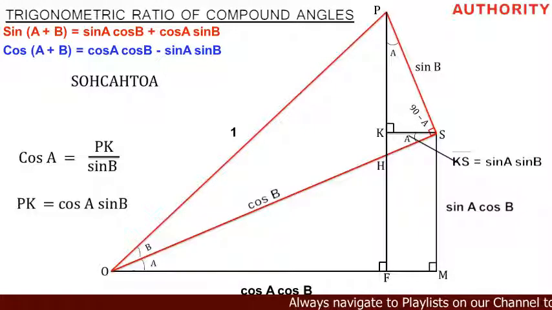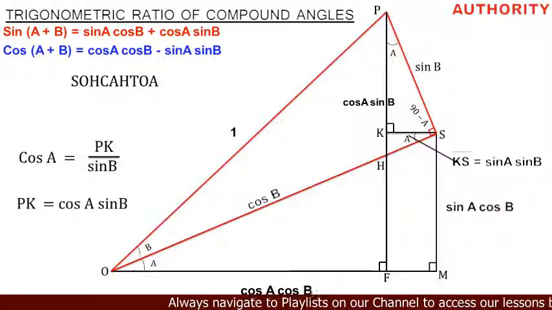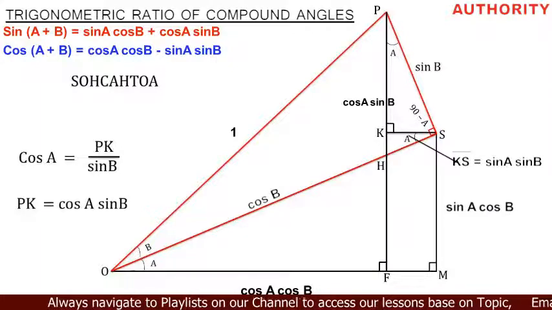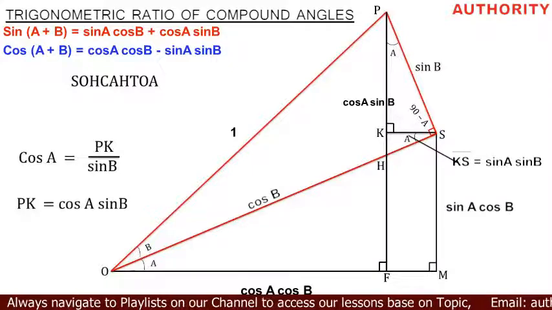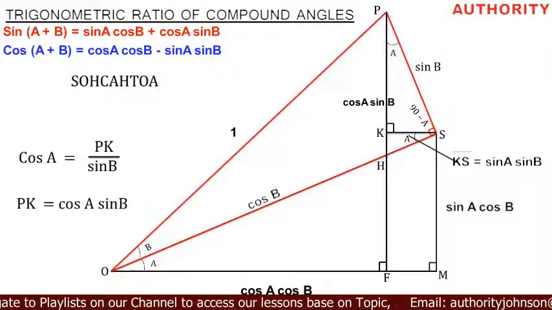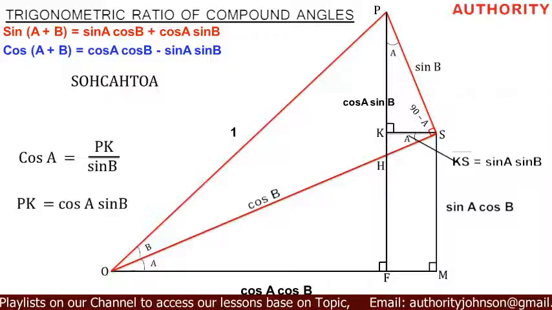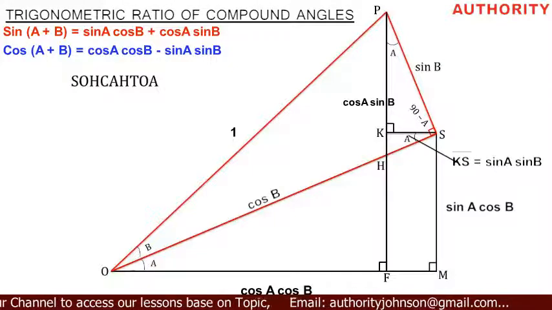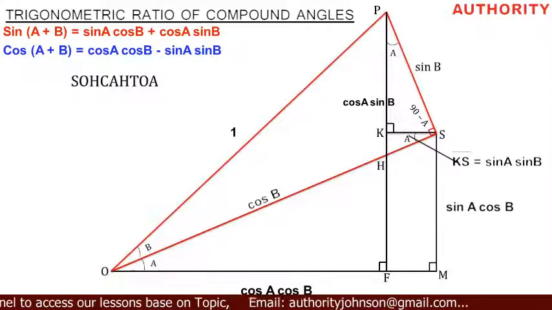Now let's make PK the subject. So we're going to see that our PK is equal to cos A sin B. All right, let's label it: line PK is equal to cos A sin B. We have solved some portions.